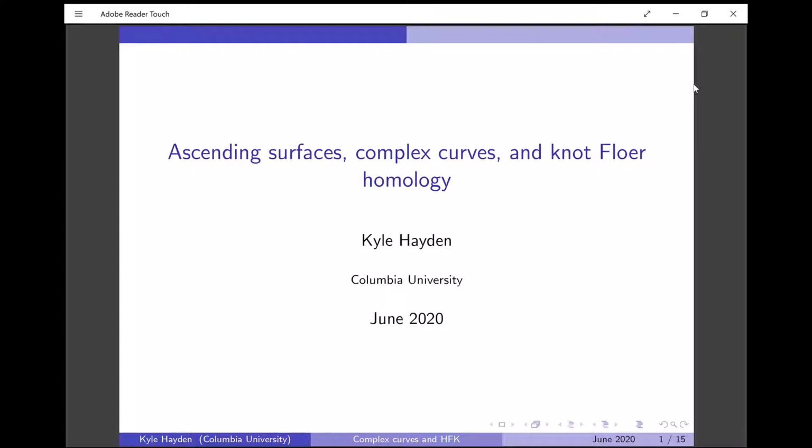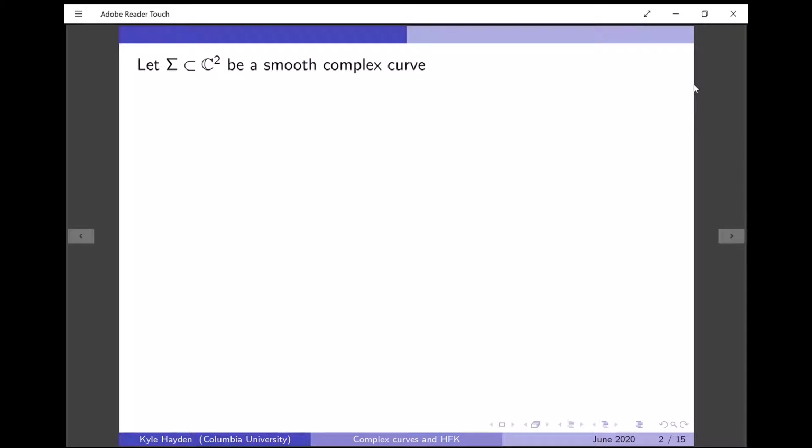The question that we're going to start out with today is a question about complex curves in complex Euclidean 2-space, but it's going to touch on ideas from knot theory and contact geometry. So to begin, let sigma be a smooth complex curve in C2. And by that, all I mean is a smooth surface which is embedded in C2 with a complex structure on the surface such that the inclusion is holomorphic.